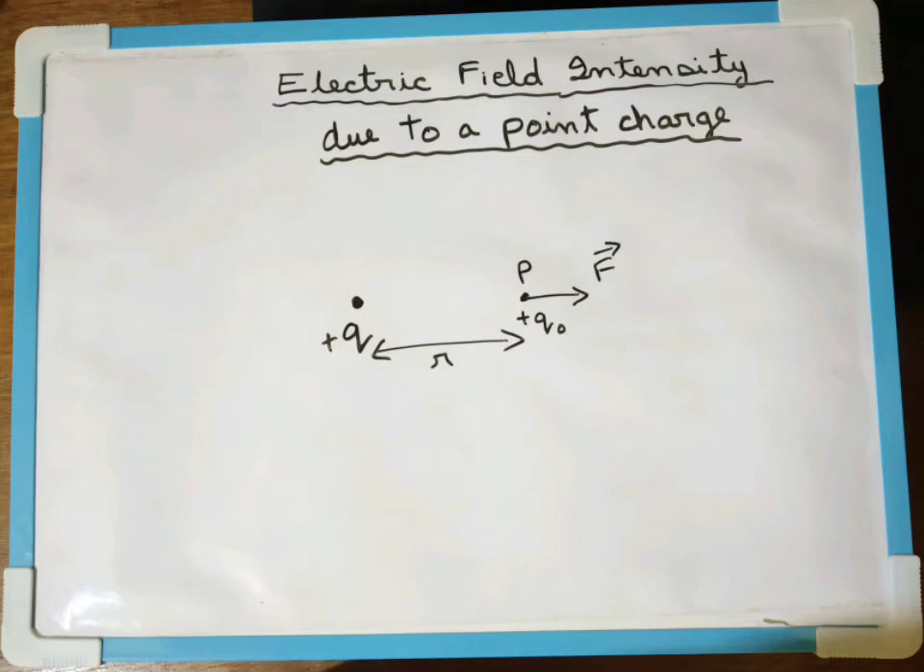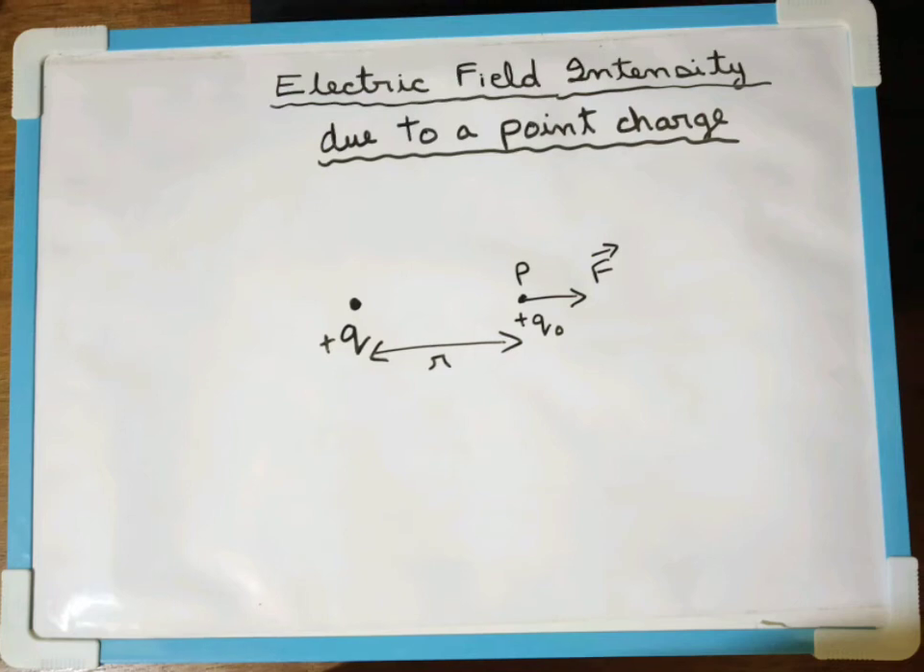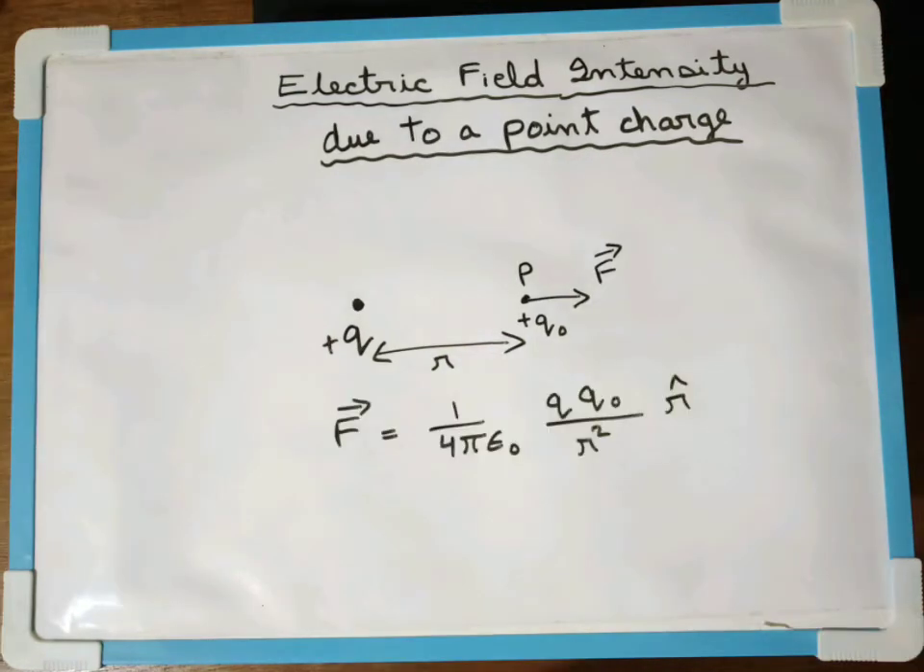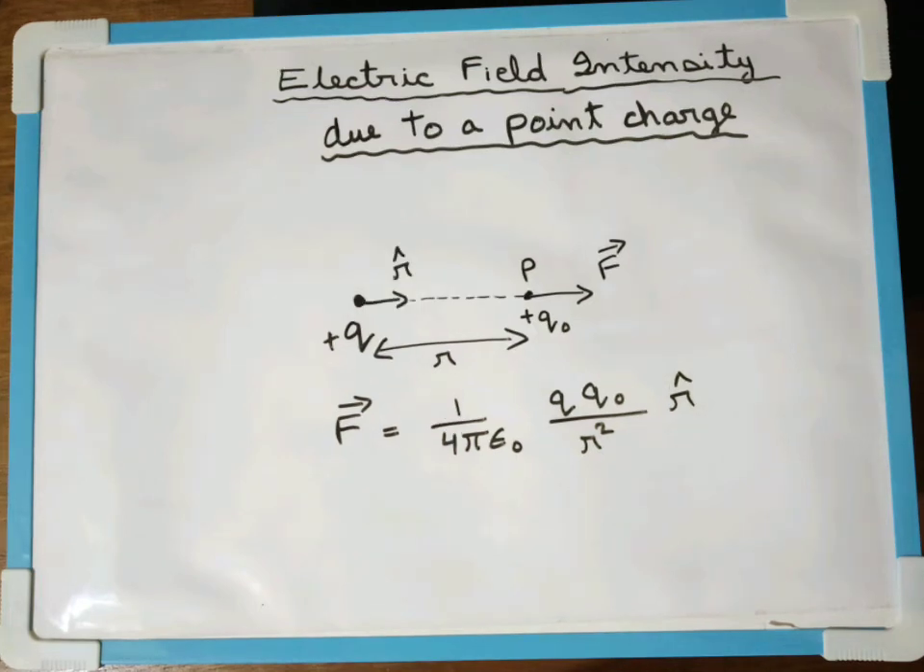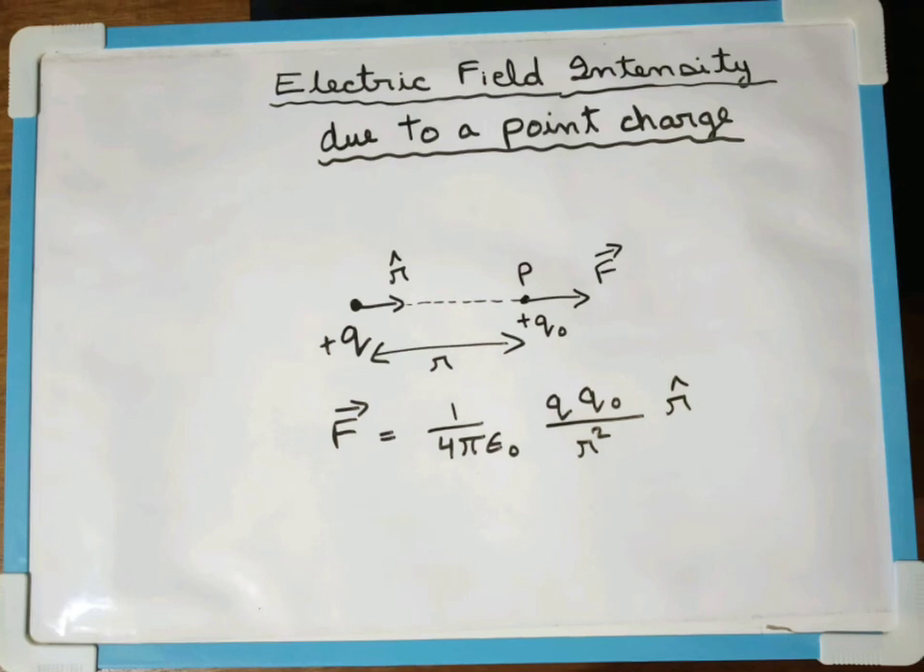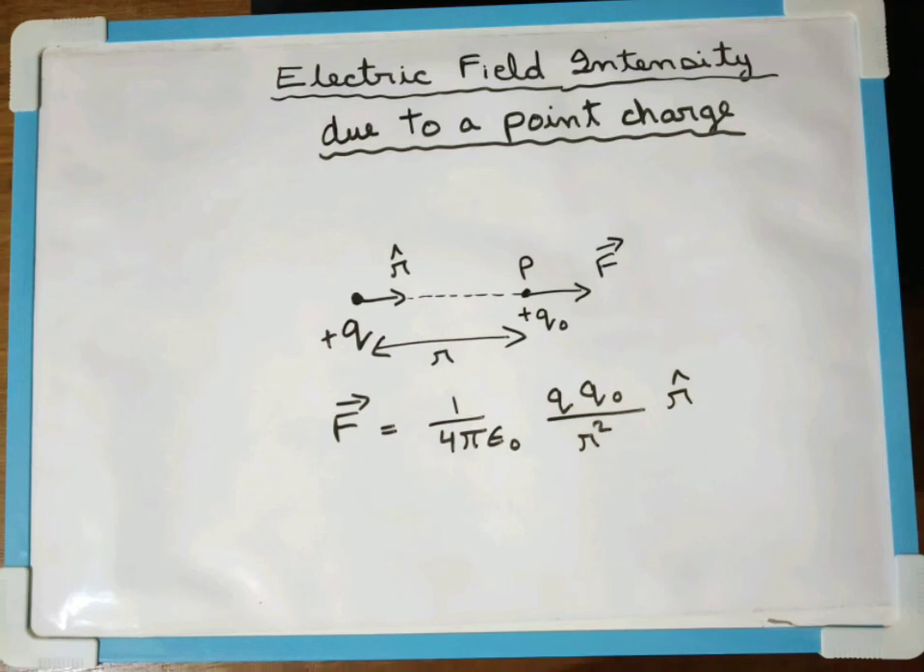According to Coulomb's law in vector form, the force experienced by this test charge will be given as F, which is equal to 1 by 4 pi epsilon naught, q naught divided by r square, r cap. And this r cap is a unit vector in the direction of the force. Now this test charge is very small in magnitude, so it will not exert any force on the point charge.